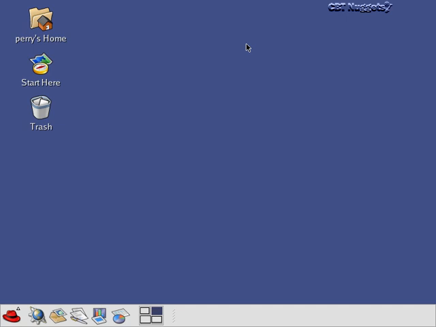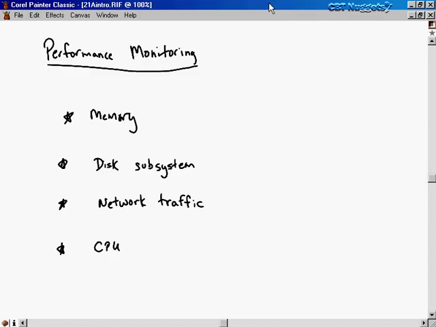Performance monitoring. In this nugget, we're going to talk about monitoring the performance of various aspects of your system. The idea is that if we keep track of the way the system is performing on a day-to-day basis, then we'll be able to pinpoint which aspect of the system is responsible when we see performance degrade. Let's get to work.